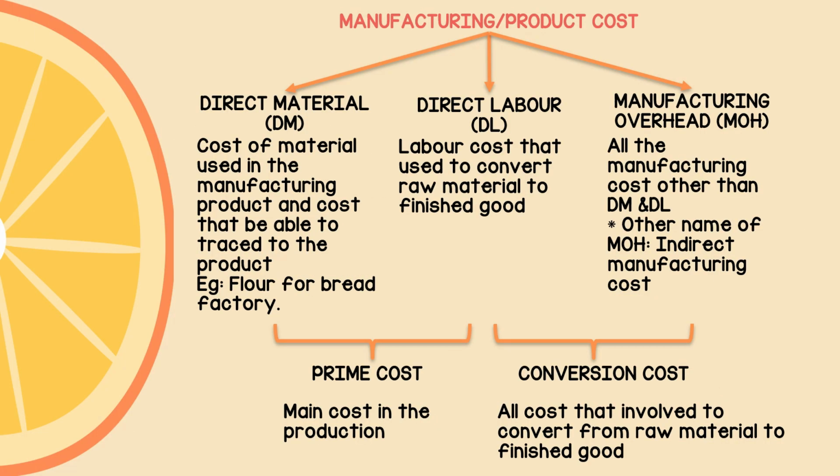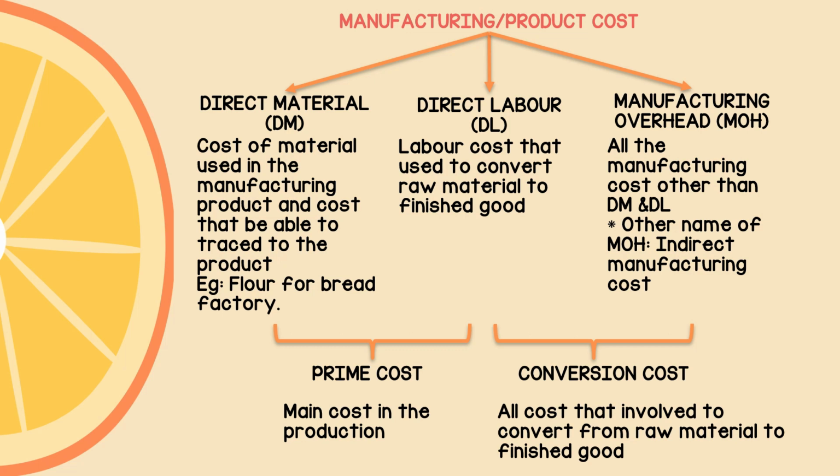Next is manufacturing or product cost. There are three types of cost, which are direct material, direct labor, and manufacturing overhead. So, what is direct material? Direct material is the cost of material used in the manufacturing product and can be traced to the product. Direct material is the kind of material that is very significant to the product. For example, flour for a bread factory, plastic for the Tupperware company, and etc.